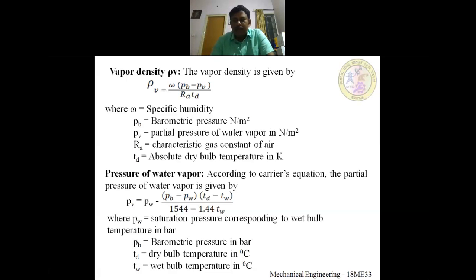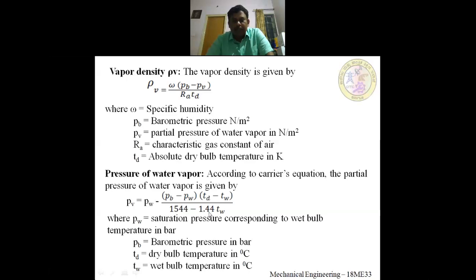You know the wet bulb temperature, go to the steam tables. For that wet bulb temperature, what is the saturation pressure? You have to find it from the steam tables. Next, PB, barometric pressure or atmospheric pressure, in bar. You have to substitute in bar only. This equation has been made in such a way that you have to substitute in bar only, both PB and PW. Next, TD is the dry bulb temperature, which you have to substitute in Celsius, and TW is the wet bulb temperature, also in Celsius.